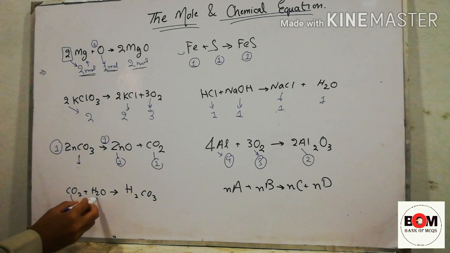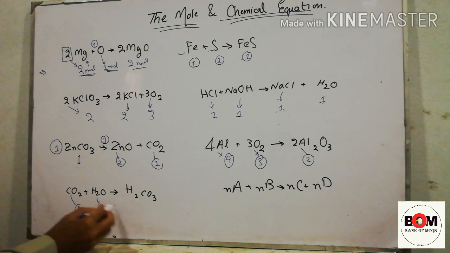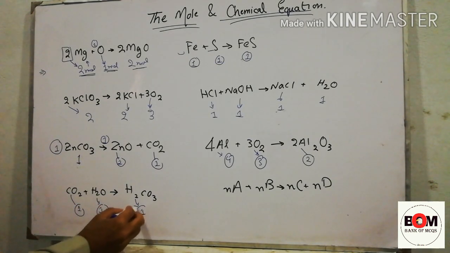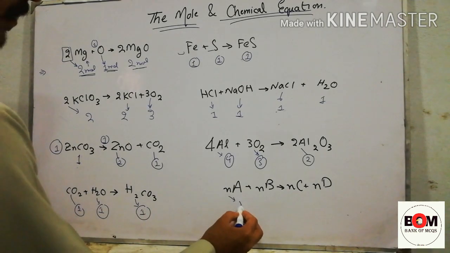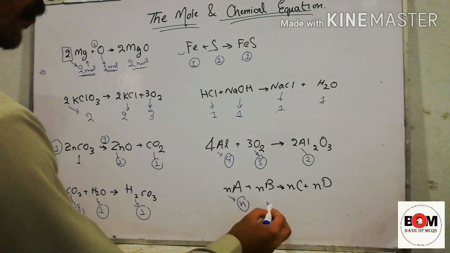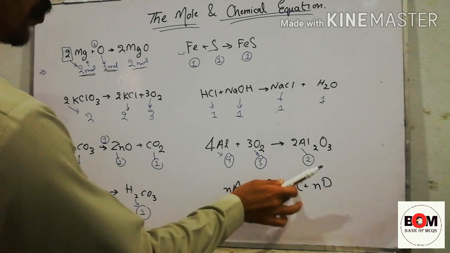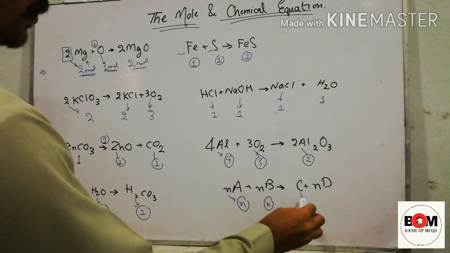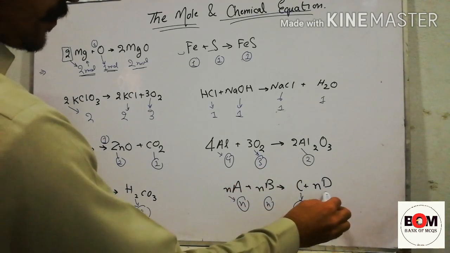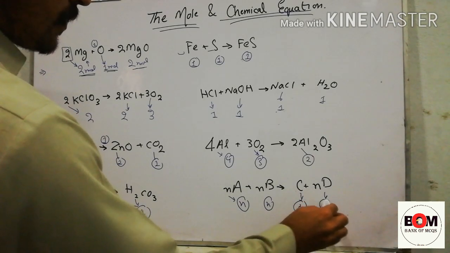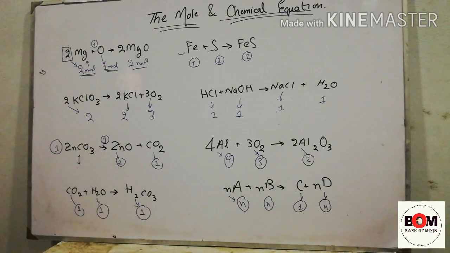1 mole CO2 reacts with 1 mole H2O and forms 1 mole H2CO3. N mole of A reacts with N mole of B, or any number, reacts with 1 mole of C and also forms N moles of D. So this was the basis for solving any chemical equation or stoichiometric equation. Now we are going to solve MCQs on this problem.